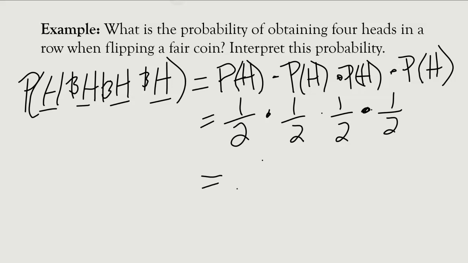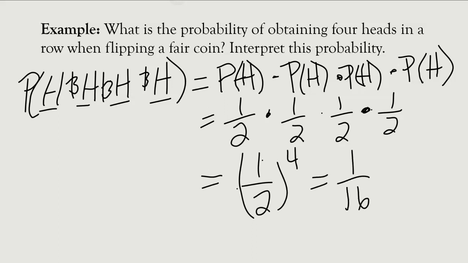So that's the same as doing 1/2 to the 4th power, which is 1/16, which if you divide that out, comes out to approximately 0.0625. So that will be your probability, 0.0625. And what does that mean?